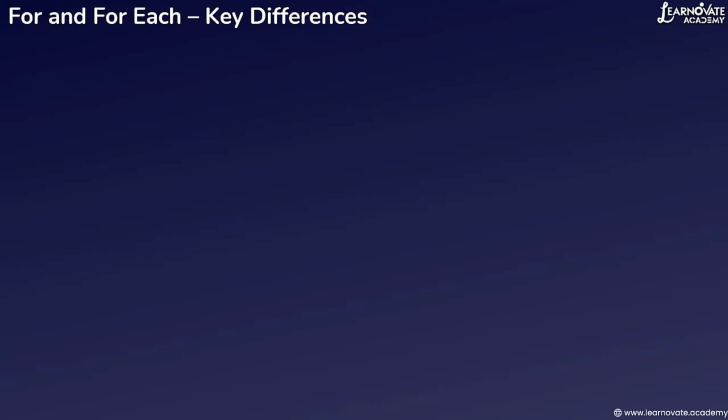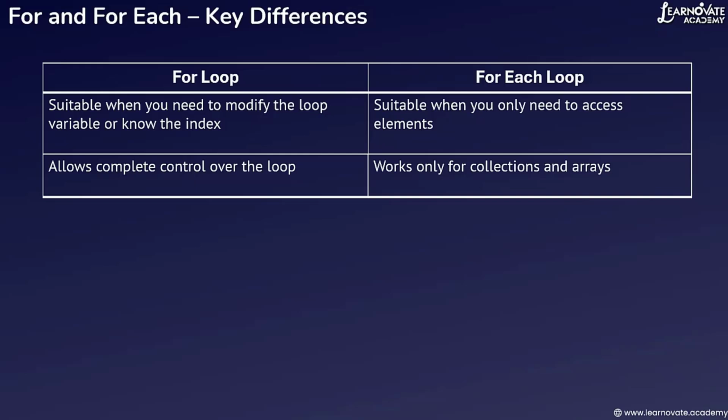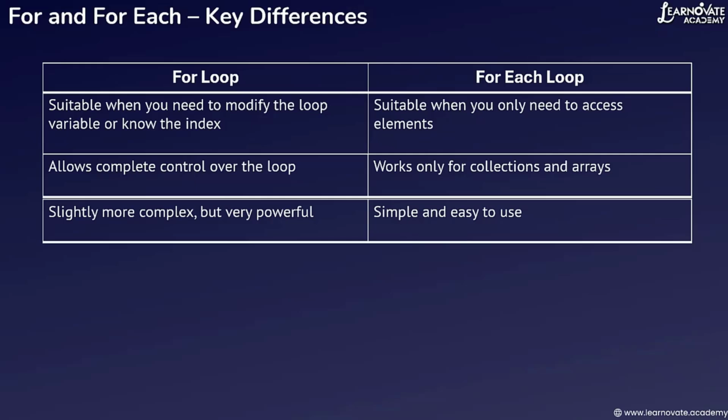So let's look into some of the key differences between the for and for each loop. The for loop is suitable when you need to modify the loop variable or know the index. And the for each loop is suitable when you only need to access the elements. The for loop is more flexible. It allows complete control over the loop. The for each loop works only for collections and arrays. The for loop is a bit complex but very powerful. The for each loop is simple and easy to use.